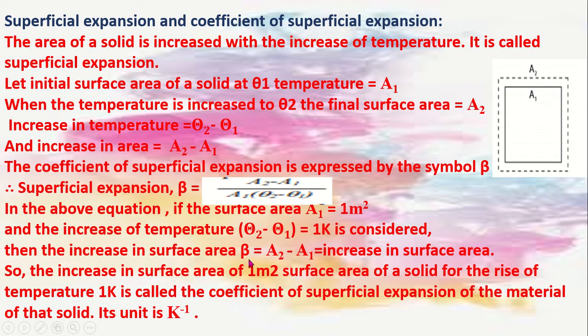So look here, beta equal to A2 minus A1. That means increase in surface area. From this you can define beta. So in the case when the initial surface area is 1 square meter and the increase in temperature is 1 Kelvin, whatever increase in area you get, that is called the coefficient of superficial expansion beta. I think you understood.